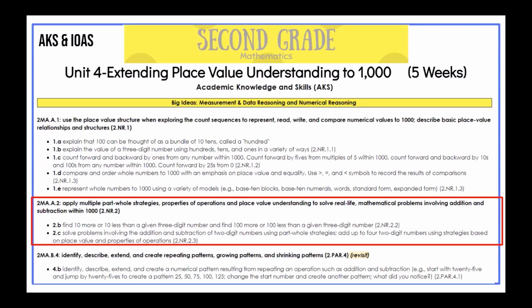In this IOA, students will count forward and backwards by 1 from any number within 1,000. They will count forward by 5 from multiples of 5 within 1,000, count forward and backwards by tens and 100s from any number within 1,000. And finally, they will count forward by 25s from 0.